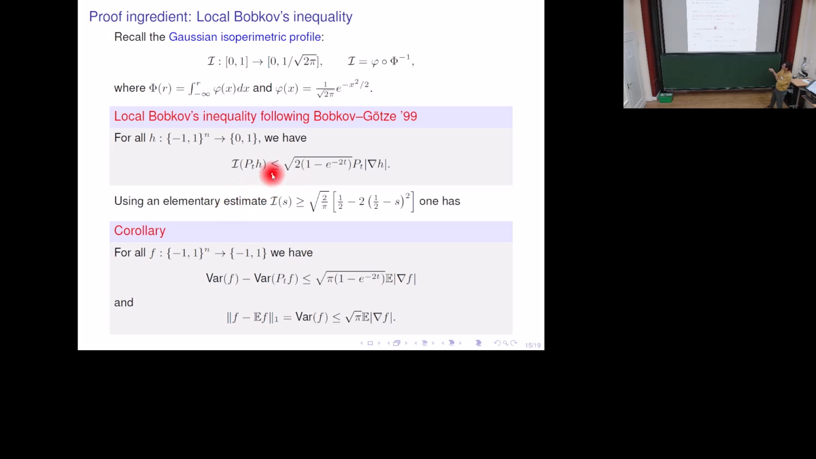When you send t to infinity, you can verify that pt of a function f will go to the expectation of f with respect to the uniform probability measure, and that's why you get not a pointwise inequality. You have an integral inequality. But yes, this pointwise inequality is stronger. That's what we need. Any more questions?